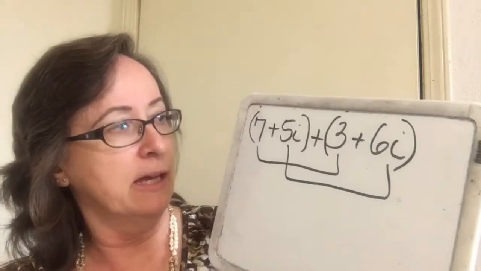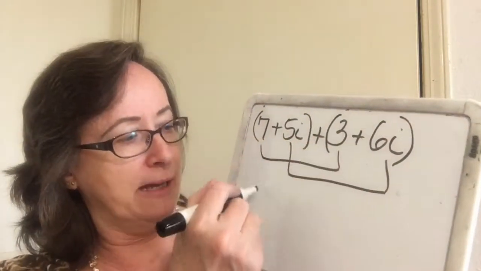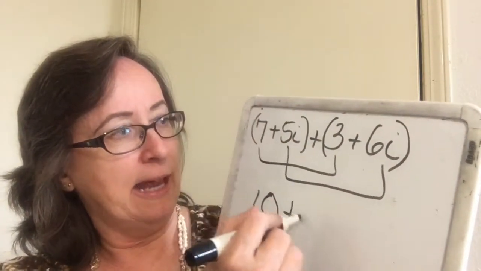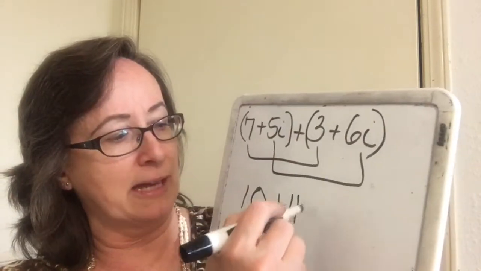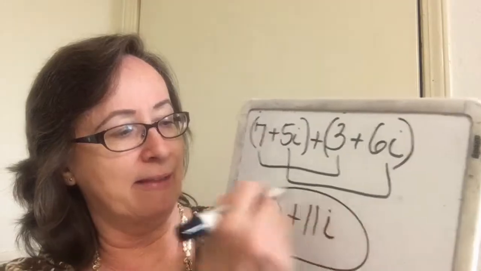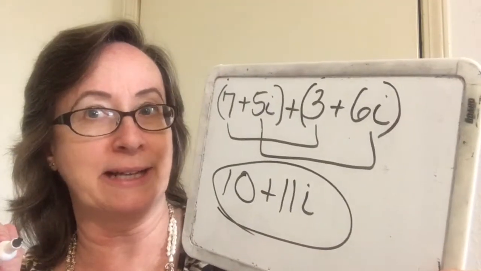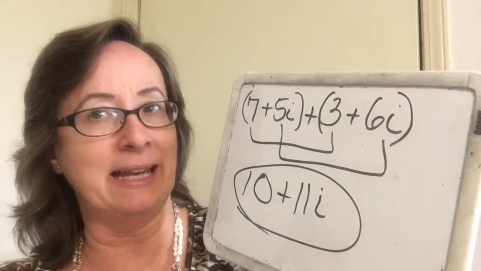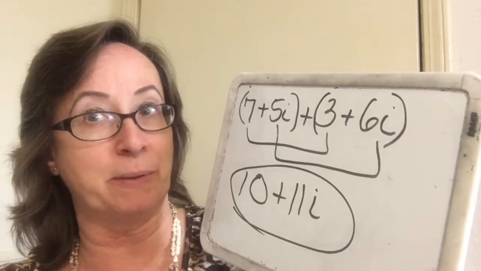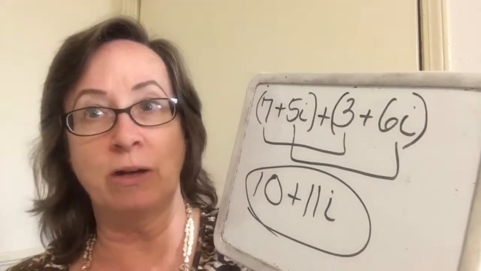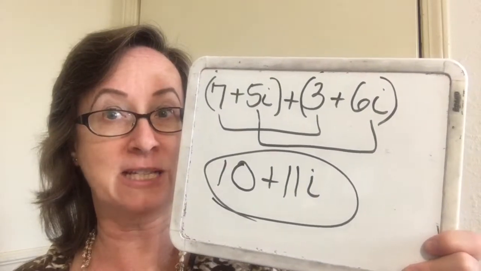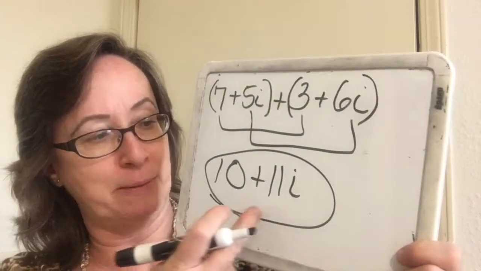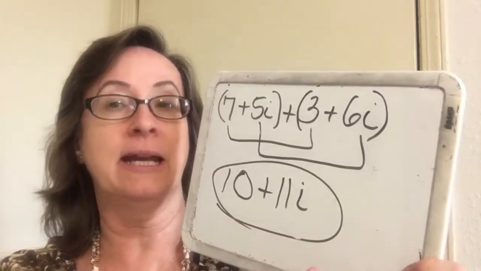But if I have two real numbers and I have two imaginary numbers, then they would be like with each other. Okay, so 7 plus 3 is 10. And my imaginary parts would be 5i plus 6i, or 11i. And this would be my correct answer. So when I'm adding, I simply add the two real parts together and the two imaginary parts together and put it in complex form. See, it's in my a plus bi, my real part, and my imaginary part.